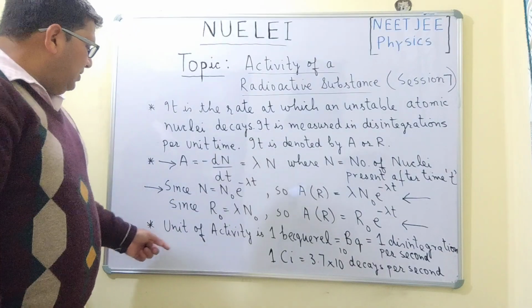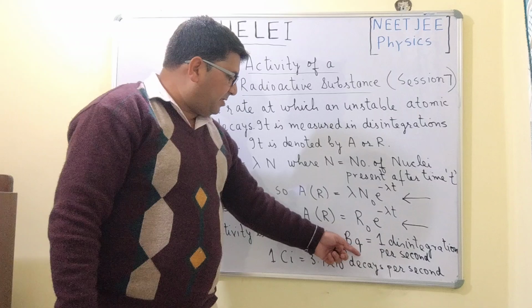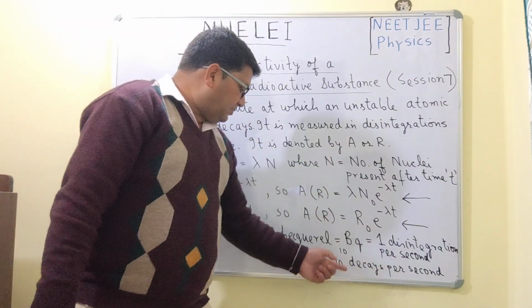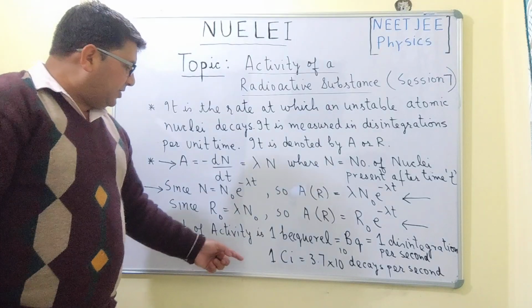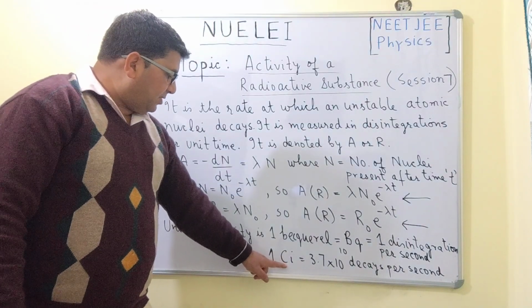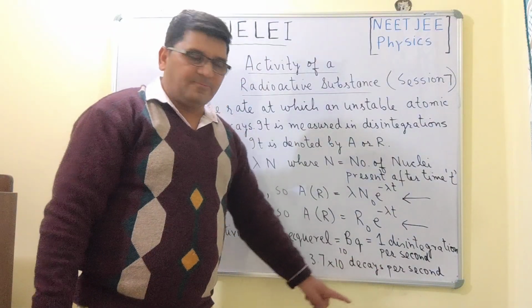Now the SI unit of activity is 1 becquerel, and this is depicted as capital Bq, and this is equal to 1 disintegration per second. And there is one more traditional unit, that is 1 curie. So 1 curie is depicted as Ci. So 1 curie is equal to 3.7 into 10 to the power 10 decays per second.